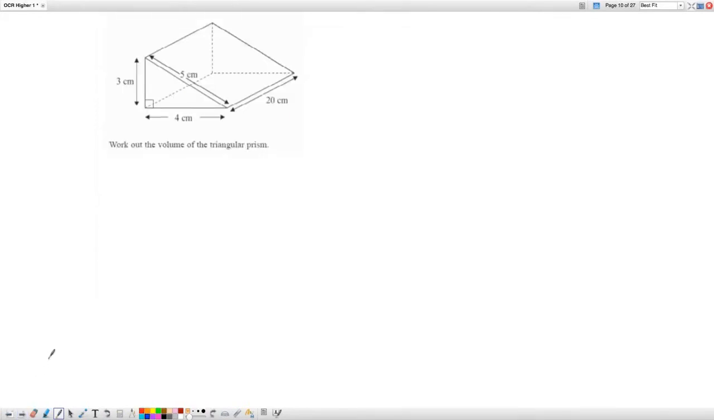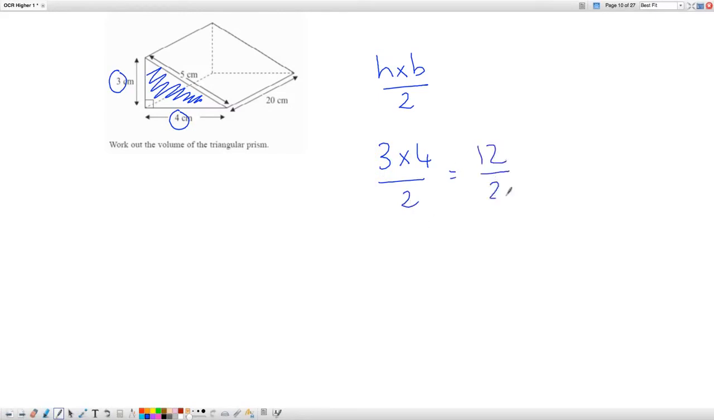Here we have a triangular prism and we're asked to find the volume. Our first step is to find the area of the cross section, which in this case is the triangle. We need to take the height, 3, multiplied by the base, divide by 2. Height times base divided by 2 gives us the area of the triangle. 3 times 4 divided by 2. 3 times 4 is 12, divided by 2 is 6 centimetres squared. That's the area here of our cross section.